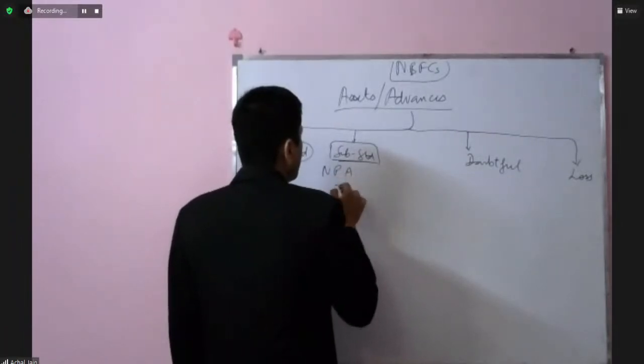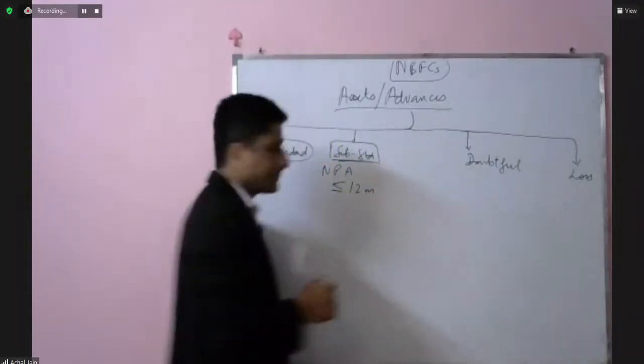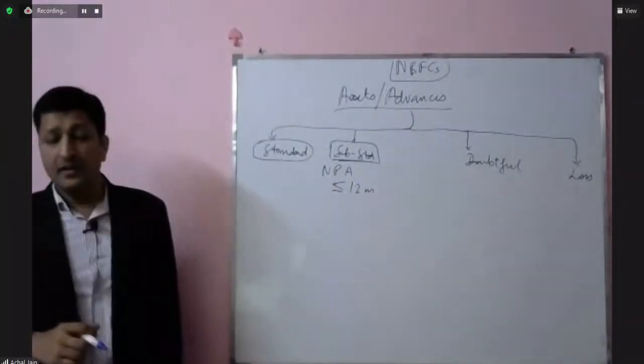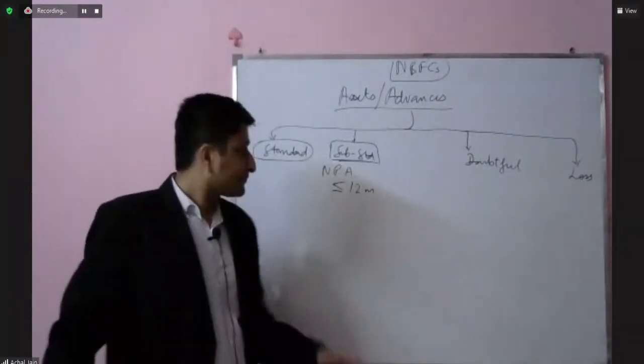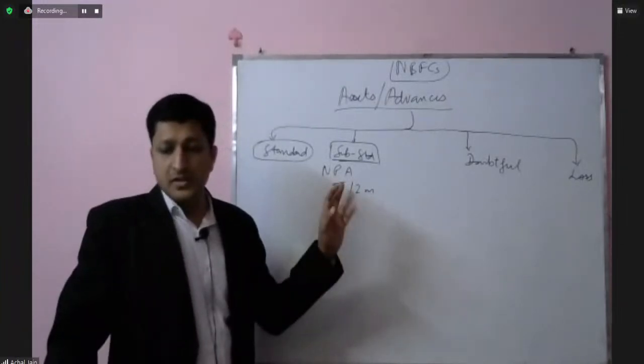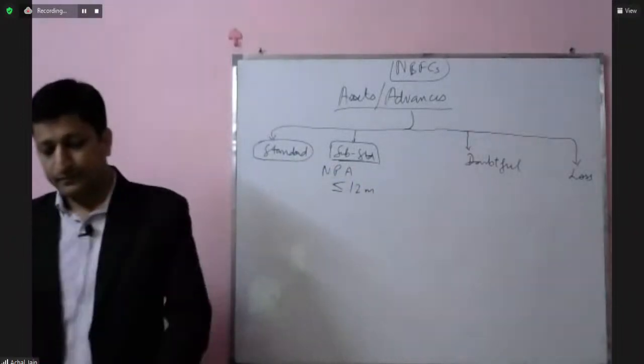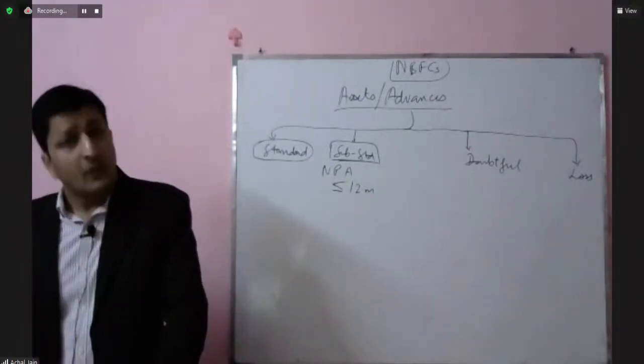NPA for a period not exceeding 12 months. So there is an asset which has not been an NPA for a period exceeding 12 months. So that will become substandard assets. Okay.